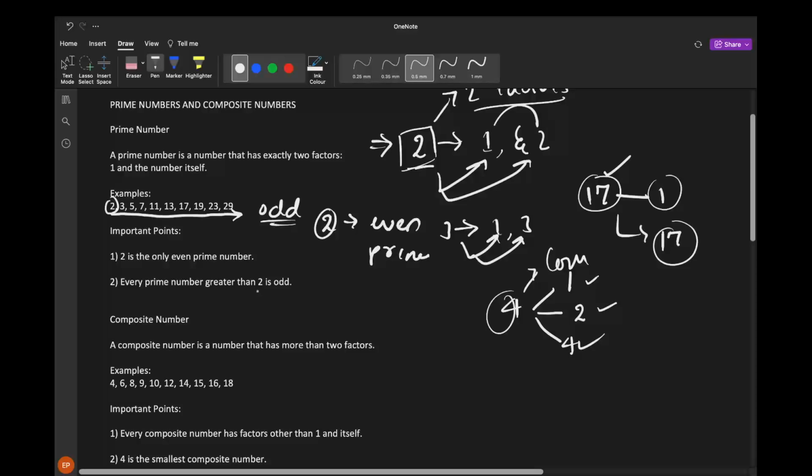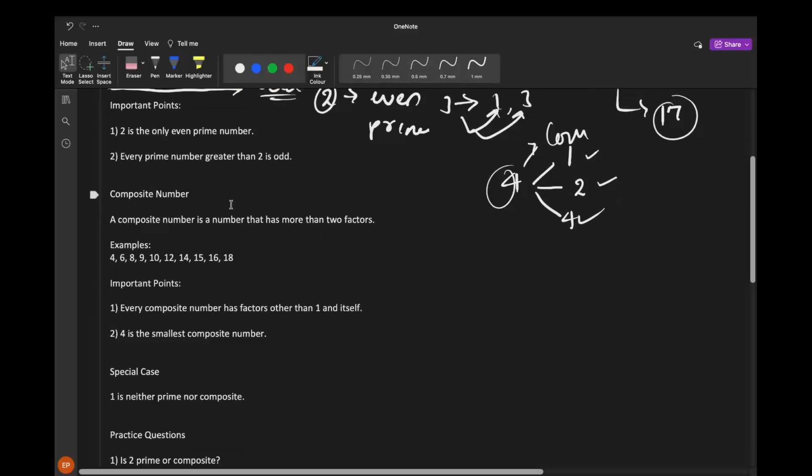And every prime number greater than 2 is odd. That's what I mean. These all are greater than 2, right? These all are odd. Even if you continue writing these numbers, all of them are odd. No even number comes other than 2.